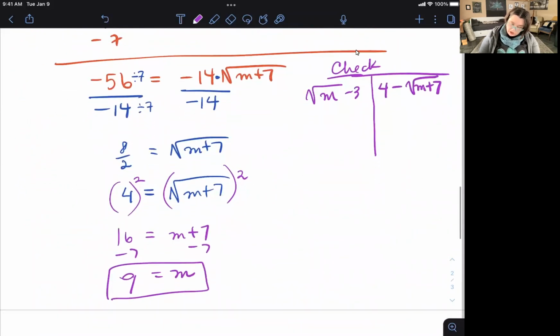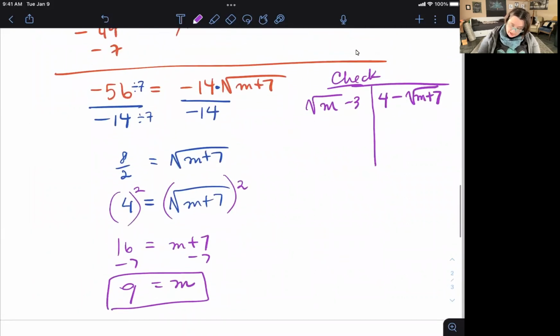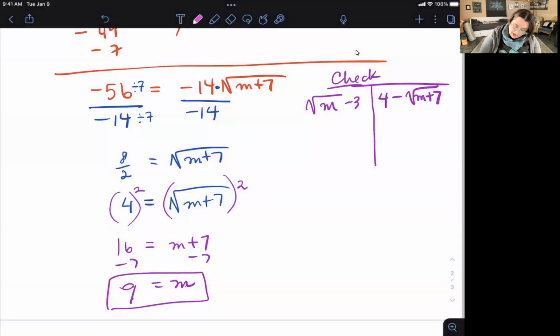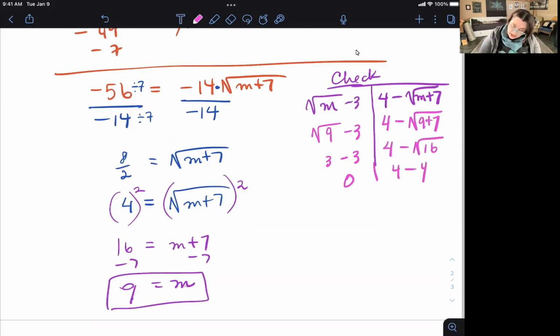Now, what I was meaning to do is plug the 9 in for m. That's what I meant to do, but I was just writing the problem down. So now I get the square root of 9 minus 3 over here, which is 3 minus 3, because the square root of 9 is 3. That's 0. And then over here, I'll have 4 minus the square root of 9 plus 7. And that's 4 minus the square root of 16. 4 minus 4 equals 0. So since 9 worked out, I can put 9 in set notation.